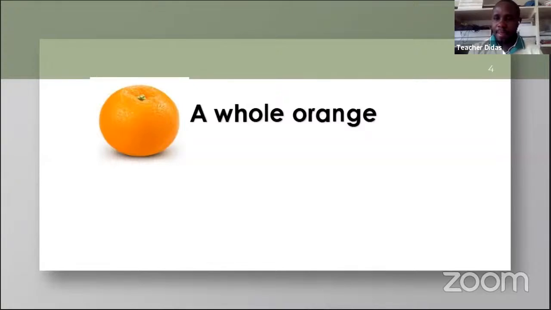I know we are at home. As I'm teaching, I request mommy or daddy or sister to get for us either an orange at home, or it can be a tomato, or an apple, or a banana. Yes, let's get it together with a knife. We need to cut our orange and we see what we shall get.